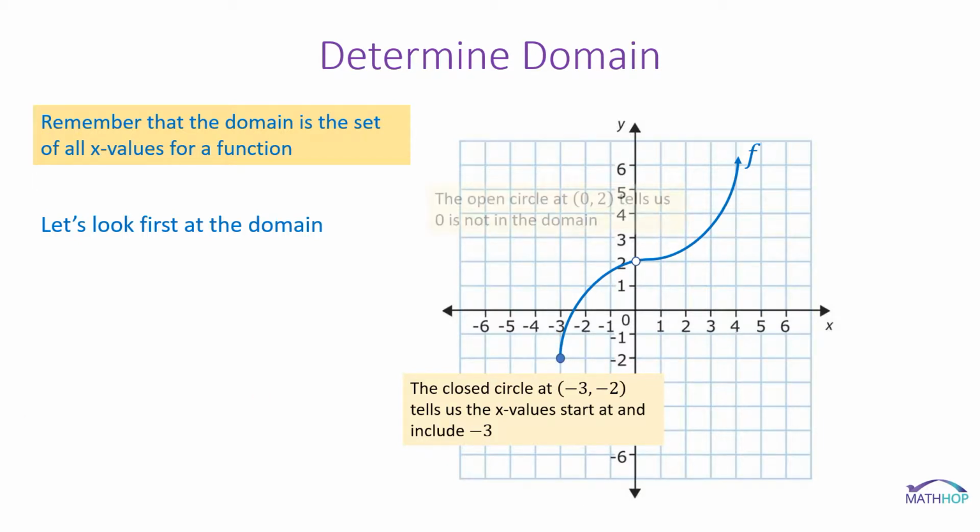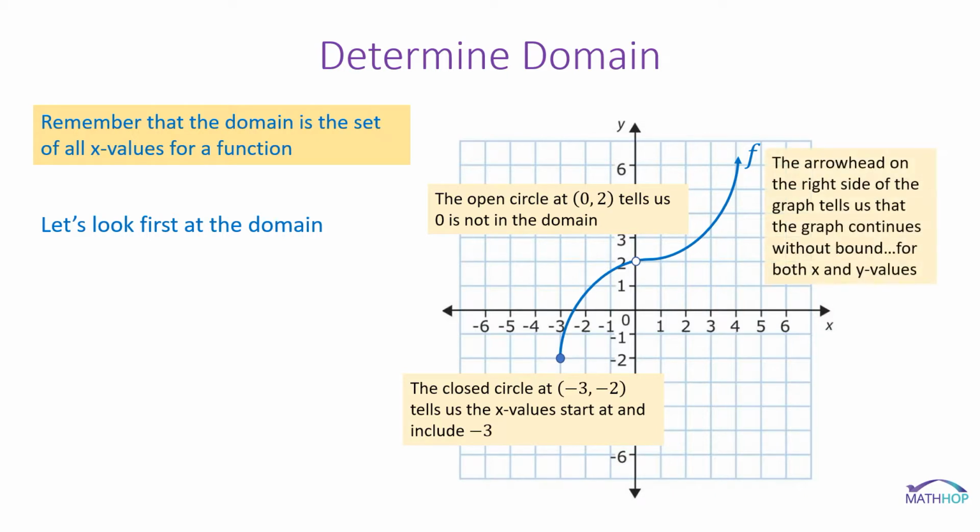Moving to this open circle at 0, 2. The open circle tells us that 0 is not in the domain. And why is that? Because if we were to put 0 into this function, we would not return a value. That's what the open circle means. So 0 is not in the domain of this function. It is clear the intended height of the function is up here at y equals 2, but 0 does not exist because there is no return value for 0.